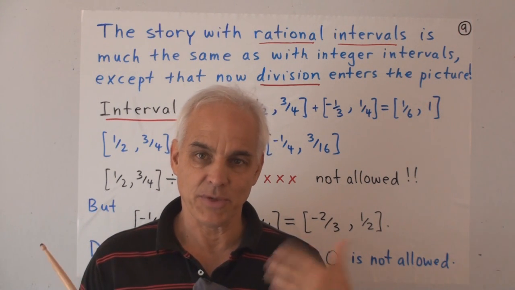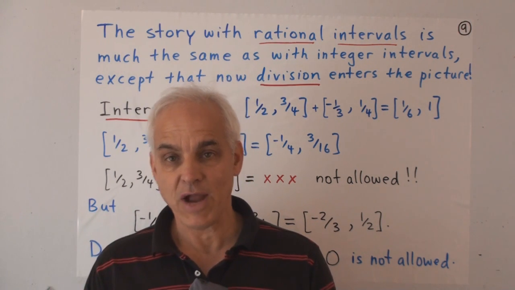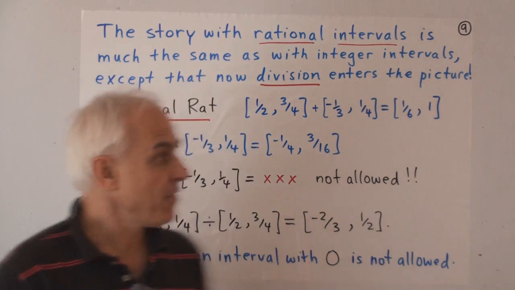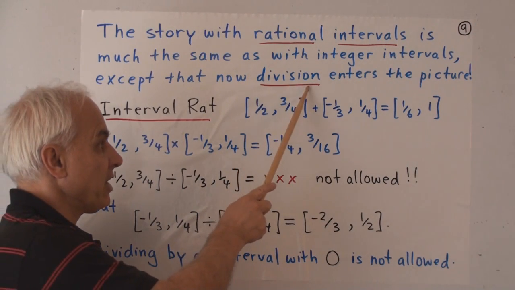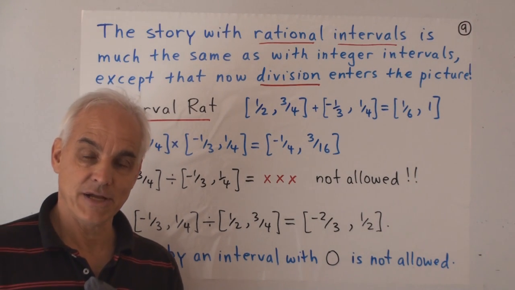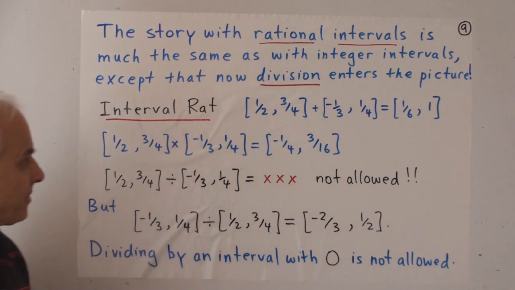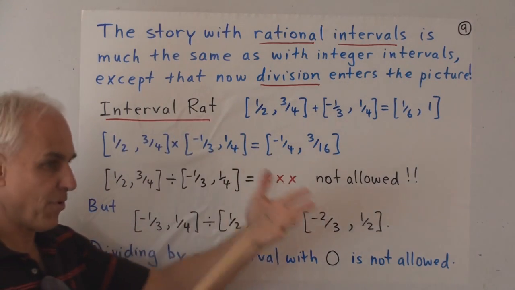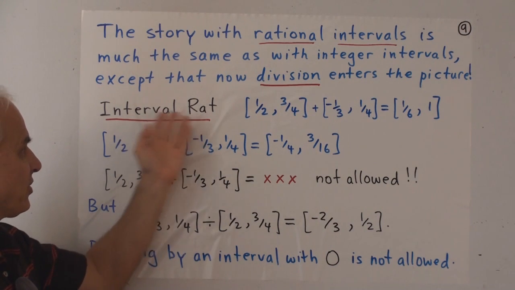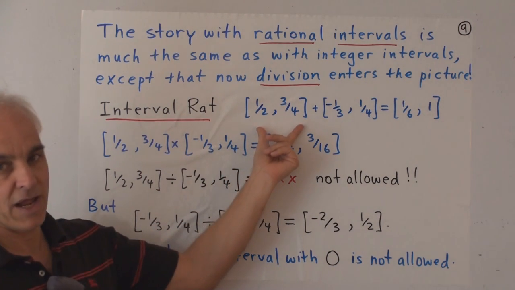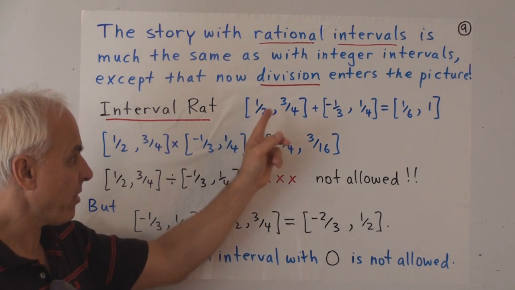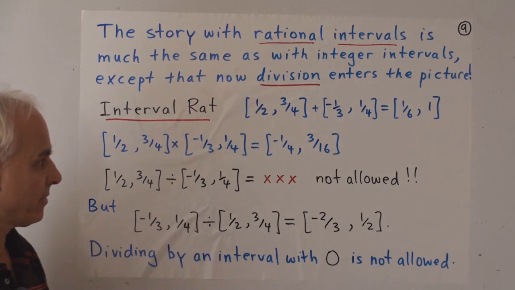So the various laws having to do with addition, multiplication, subtraction are exactly the same as they are for the integer intervals. The difference, however, is that now the possibility of division enters the picture, because that's the operation we can do with rational numbers that we couldn't do with integers. So without going through all the details formally, I think you can get the idea. The rational intervals, or intervals with rational coefficients, are expressions that look like this. Square brackets, rational number, comma, rational number, where this rational number is less than or equal to this rational number.